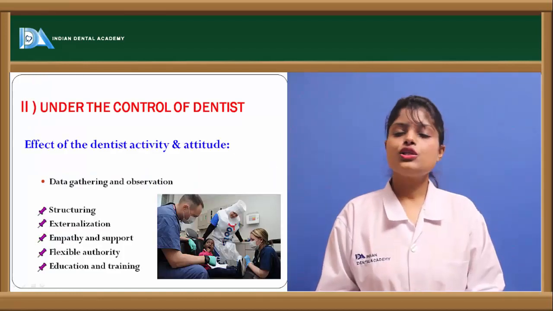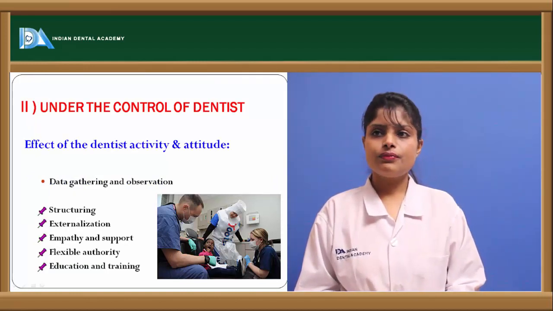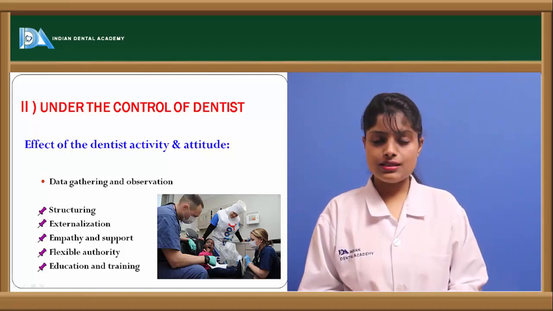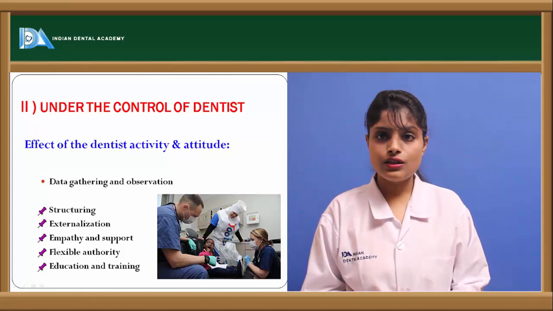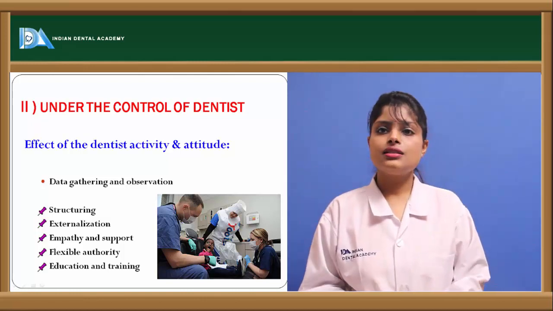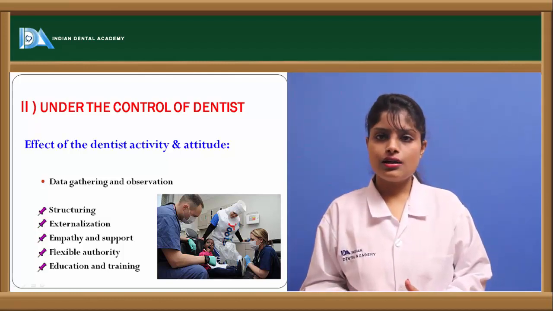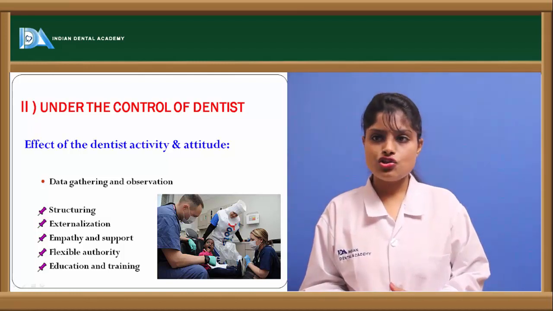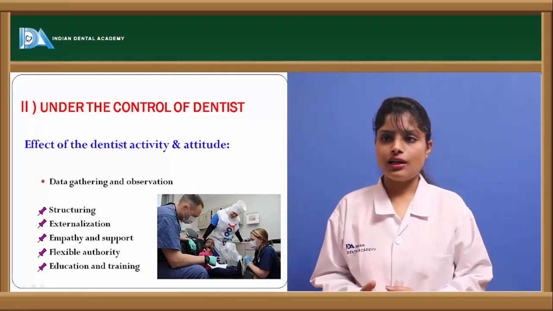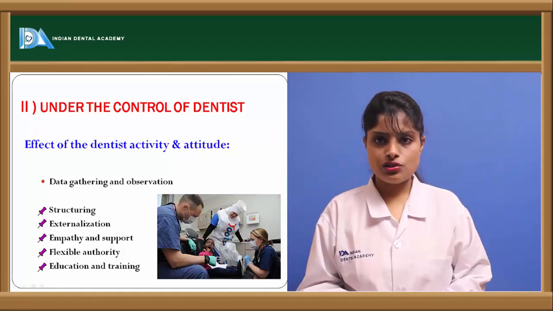Now, moving over to the factors which are under the control of the dentist. They can be enumerated as: first and foremost is the attitude and activity of the dentist, which can be further subclassified as data gathering and observation, underlying which is structuring, externalization, empathy and support, flexible authority, and education and training. Now let us see what is data gathering and observation.